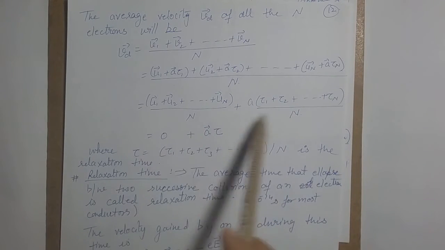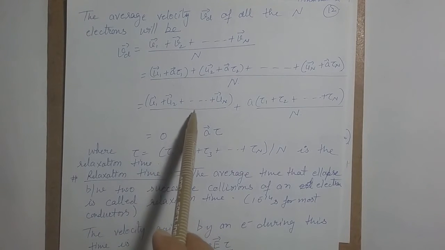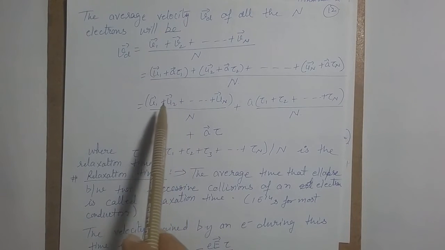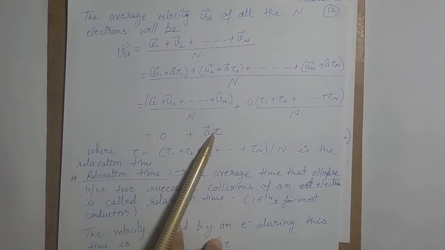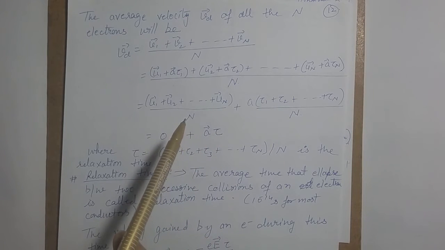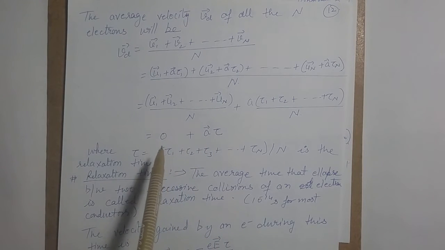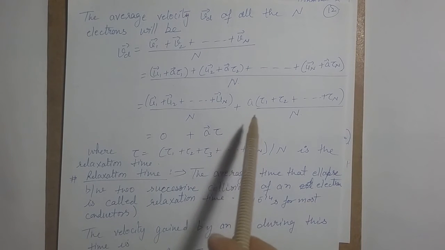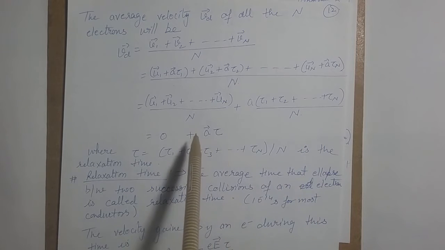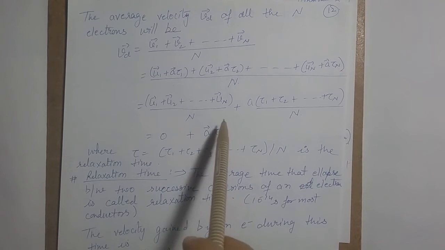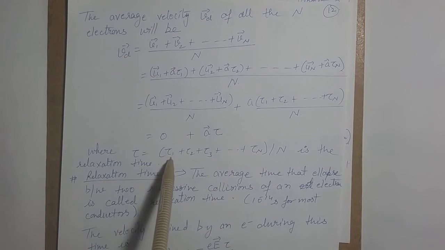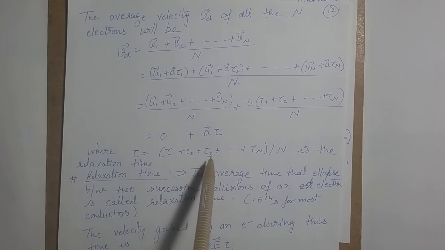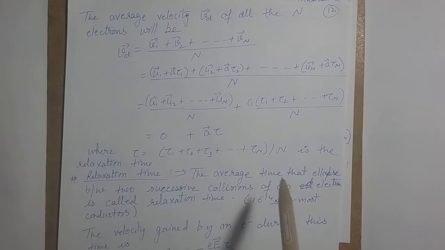Rearranging the terms, what are we getting? We know that the average of initial velocities, when no battery or cell is connected to the conductor, was 0. But here we have the resultant of this as a into tau, where tau is the relaxation time. That is tau 1 plus tau 2 plus tau 3 till tau n.